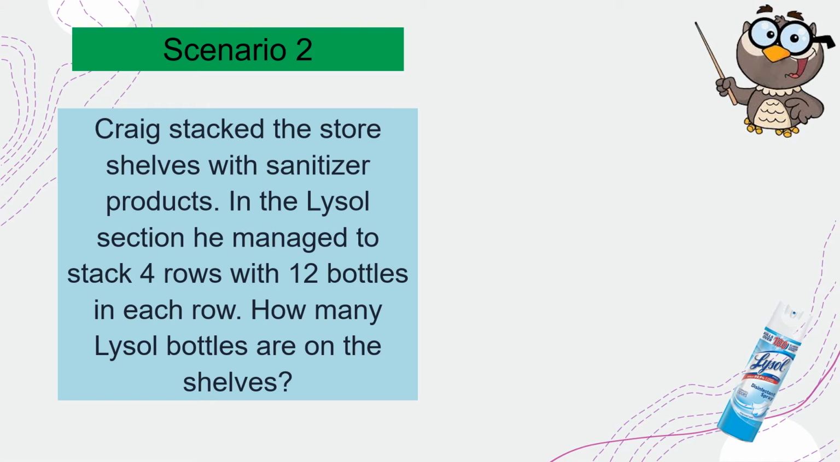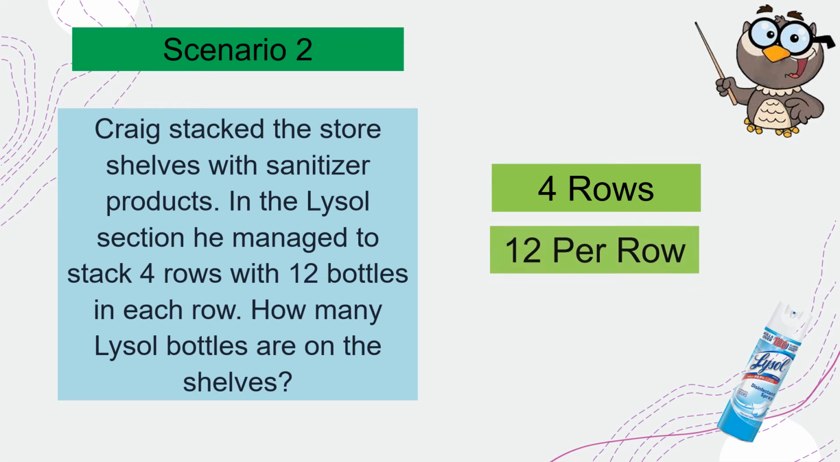In this scenario, Craig stacked some shelves. He managed to fill 4 rows with 12 bottles in each row. What is the number of Lysol bottles on the shelf? First, let us identify the quantities in our problem and the context in which they are stated. Craig stacked a shelf with 4 rows having 12 bottles in each row.